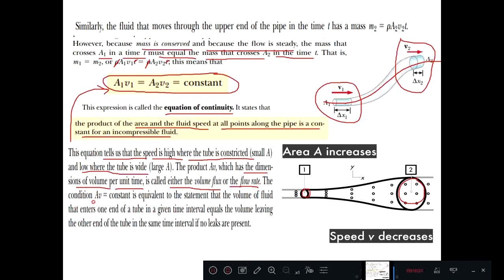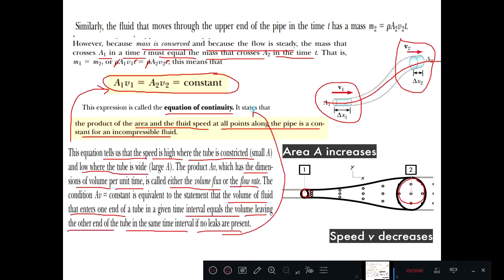So the condition A into V equal to constant is the statement that the volume of fluid that enters one end of the tube in a given time interval equals the volume leaving the other end of the tube in the same time interval, if no leaks are present. This is what we call the equation of continuity. The flow in is equal to the flow out. A1 V1 is equal to A2 V2.